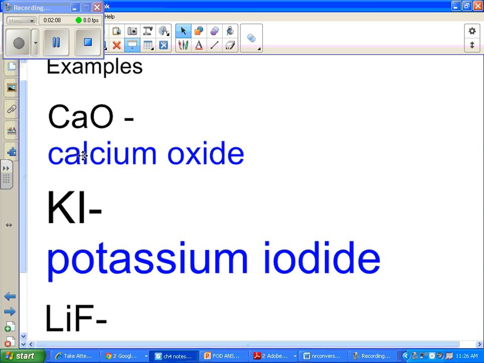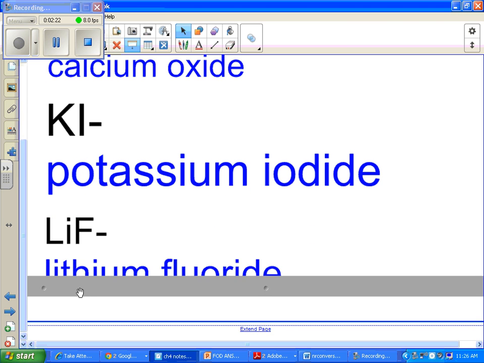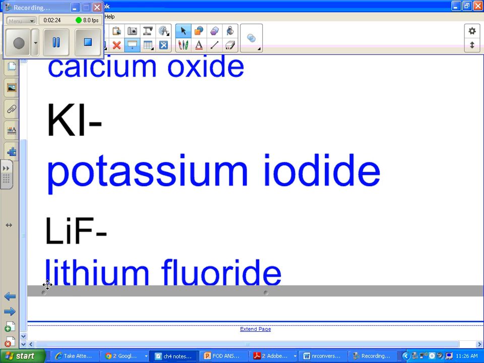Ca is calcium, O is oxygen, but the ending becomes IDE, so calcium oxide. KI is potassium for the K, and I is iodine, but you change the ending to iodide. And then we have lithium fluoride. Li is lithium, F is fluorine, but when you combine it, it is called fluoride.